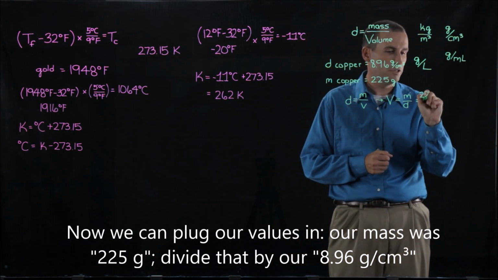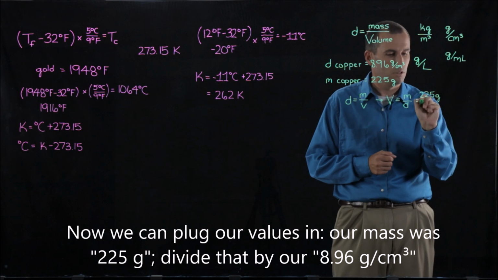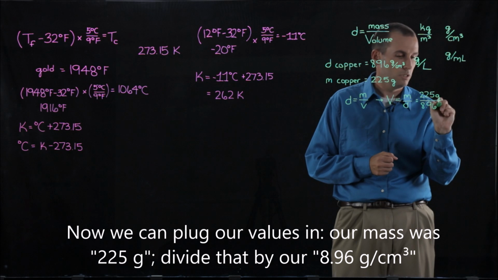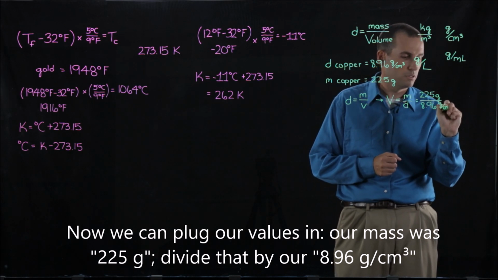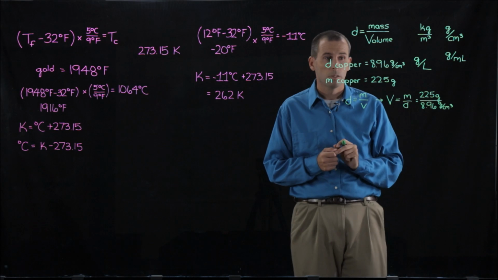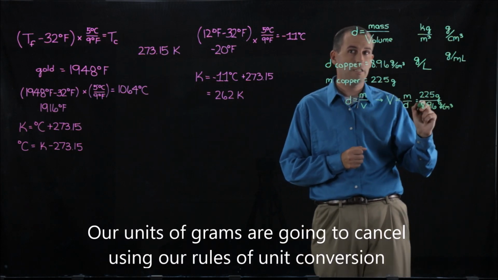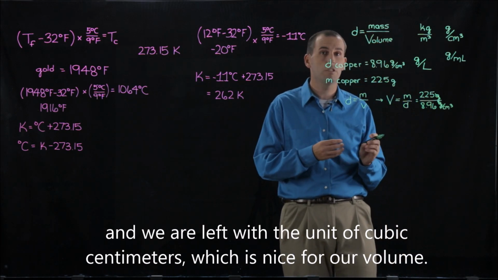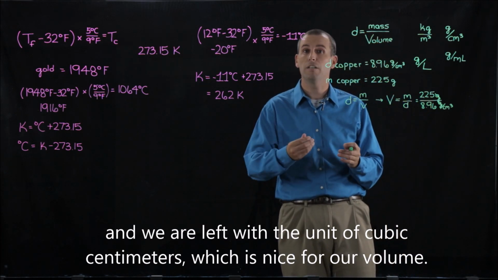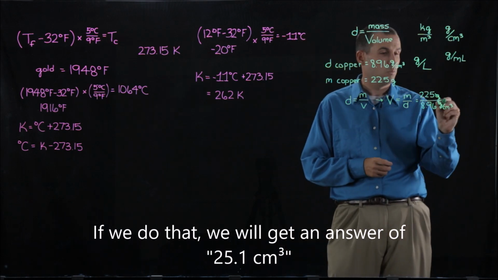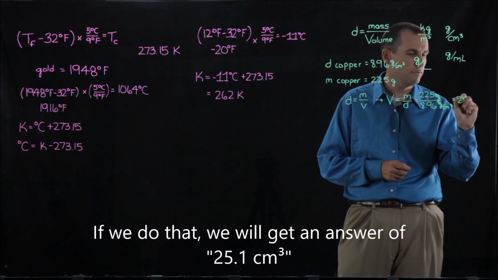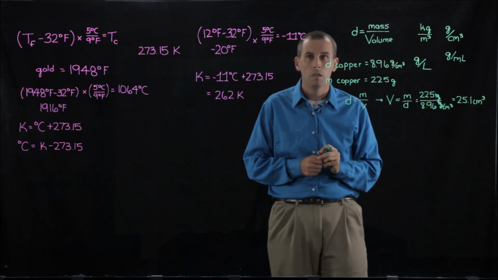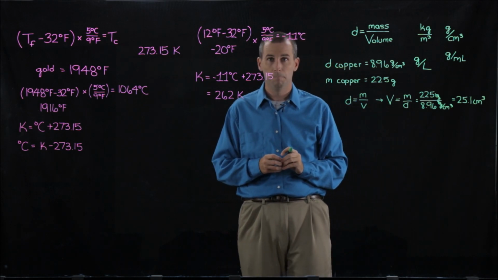Our mass was 225 grams. Divide that by our 8.96 grams per cubic centimeter. Our units of grams are going to cancel using our rules of unit conversion, and we are left with the unit of cubic centimeters, which is nice for our volume. If we do that, we will get an answer of 25.1 cubic centimeters.